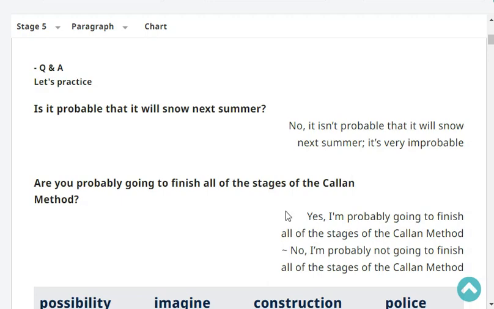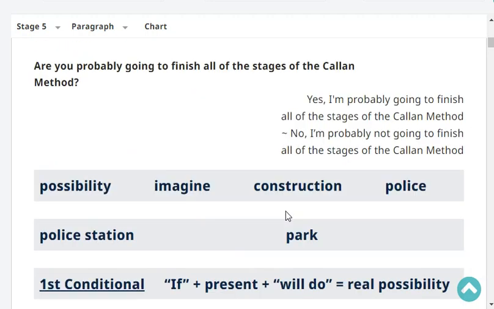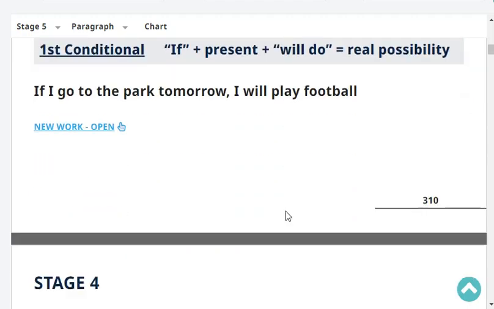Are you probably going to finish all of the stages of the Callan method? Yes or no? Yes, I'm probably going to finish all of the stages of the Callan method. Very good.